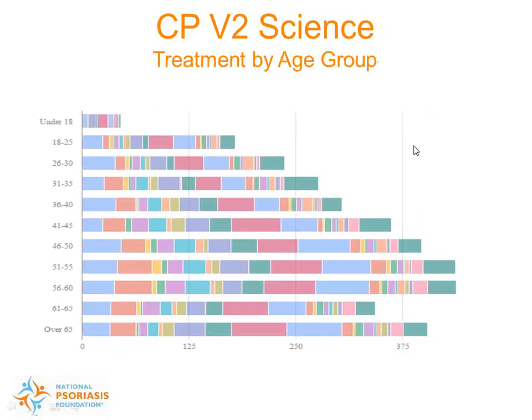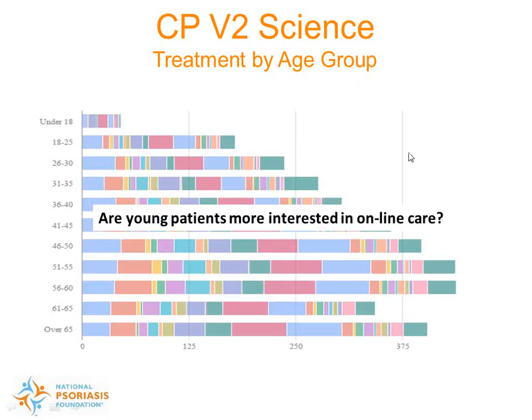If we look back at that treatment by age group figure that I showed in the last slide, we can ask a question on top of that. First you can look at one attribute, maybe compare the age to what kind of treatment people are on, and then ask the question: are young patients more interested in online care? I know some of you in the room have seen this slide. That's kind of an interesting idea, I think. Do you think people in a younger age group would be more likely to use online care versus those who might be more used to the traditional means of receiving care?